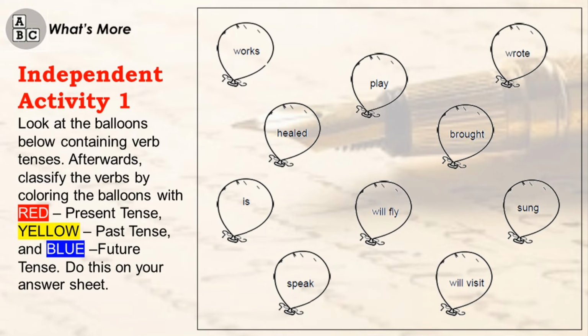Independent Activity 1. Look at the balloons below containing verb tenses. Afterwards, classify the verbs by coloring the balloons red for present tense, yellow for past tense, and blue for future tense. Do this on your answer sheet. Works. Play. Wrote. Healed. Brought. Sung. Speak. Will fly. Will visit.